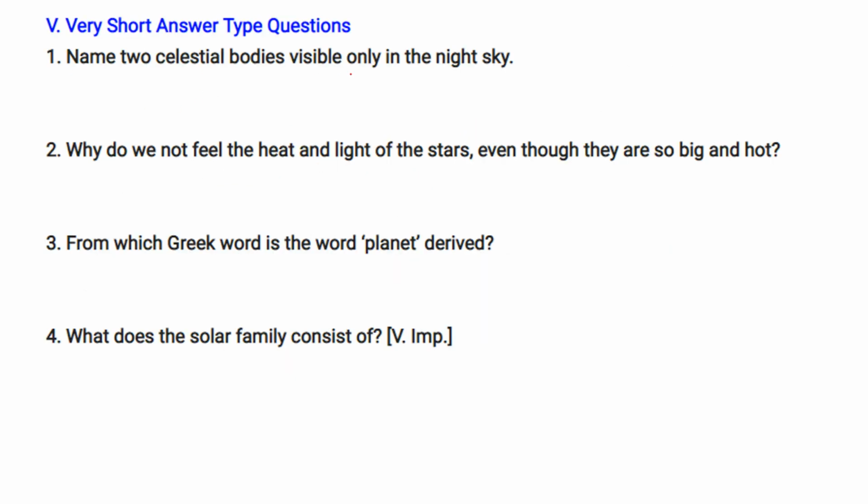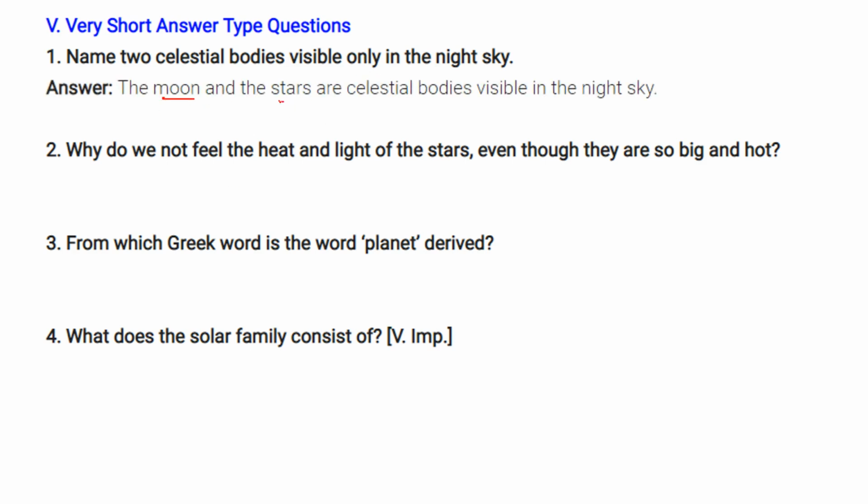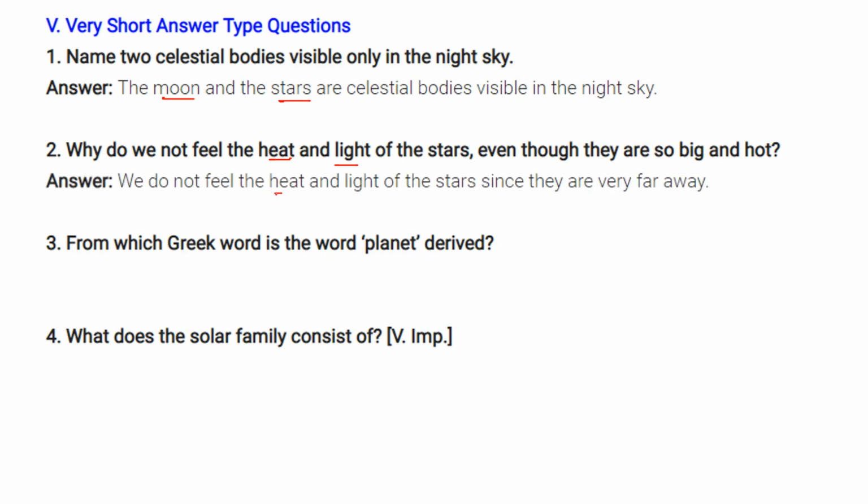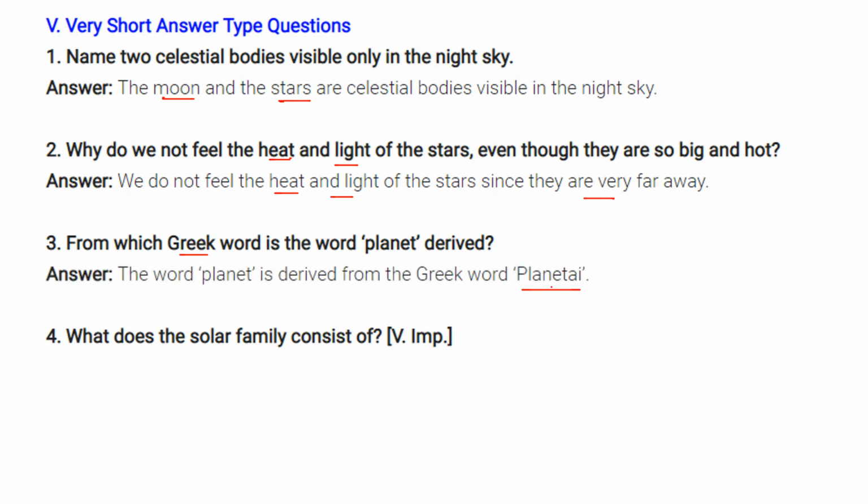Name two celestial bodies visible only in the night sky. The answer is the moon and the stars. These are the celestial bodies visible in the night sky. Why do we not feel the heat and light of the stars even though they are so big and hot? We don't feel the heat and light of the stars since they are very, very far away from us. From which Greek word is the word planet derived? This has come from planetai.